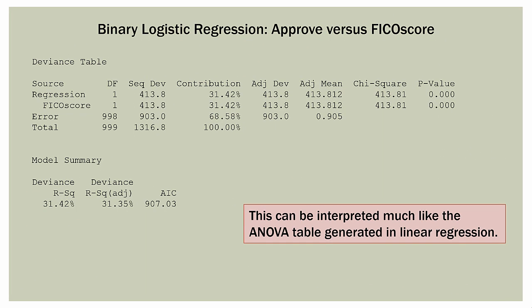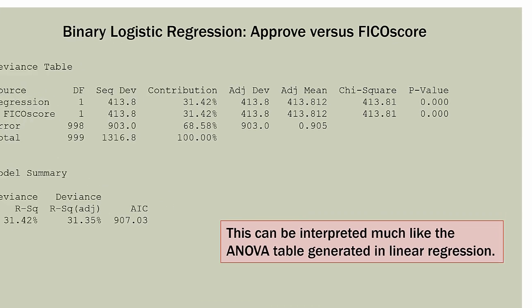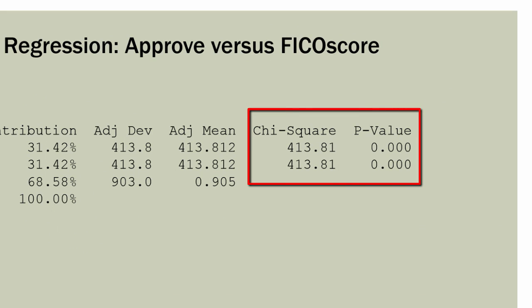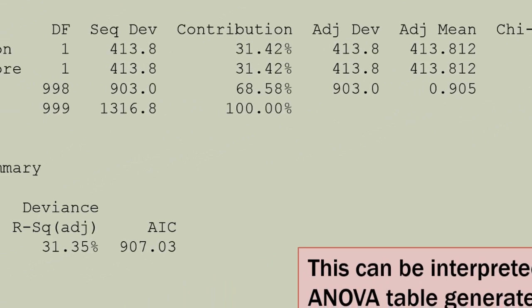So next we have what's called the deviance table. Now this can be read and interpreted in much the same way as the ANOVA table that is generated in linear regression. So we have a regression source, and then over on the right we have a p-value. Now notice in this case we are using the chi-square distribution, whereas in linear regression we were using the F distribution or the F test. Now we're using the chi-square here because our dependent variable is categorical. But other than that, we can interpret it the same way. So for the FICO score, the credit score, we have a chi-square of 413.81. That's of course very high. And then our p-value is 0.000, which means it is less than 0.001.